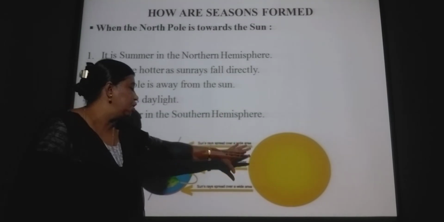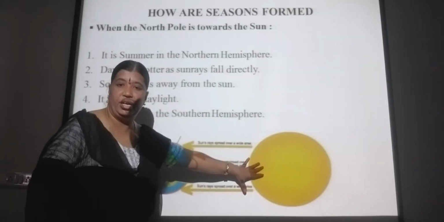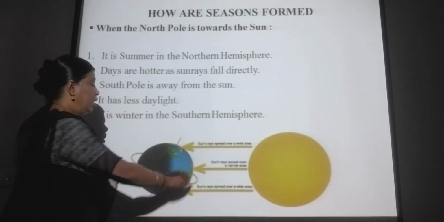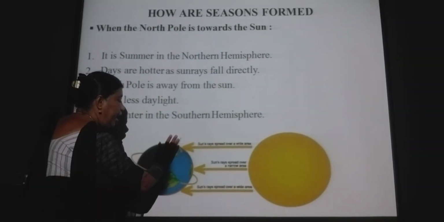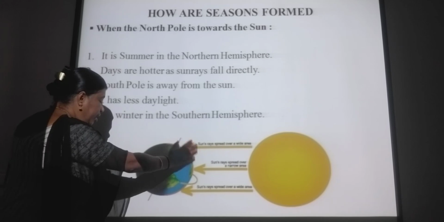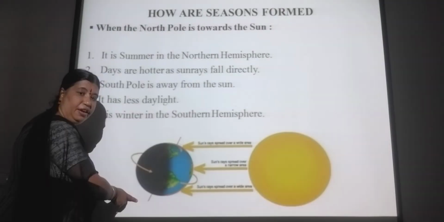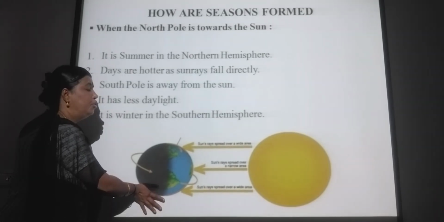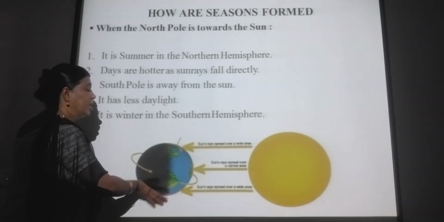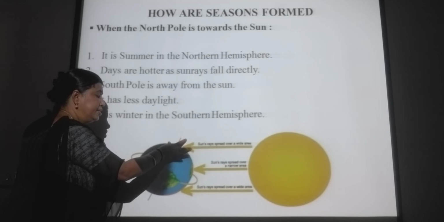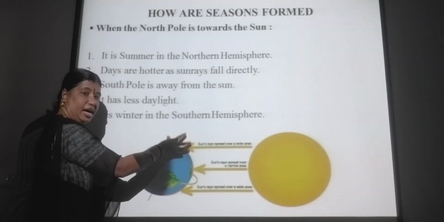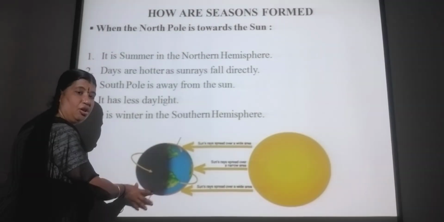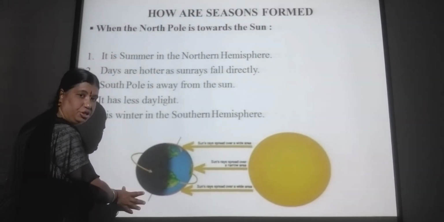Now if the North Pole is facing towards the sun, the sun rays fall over here. Now this region has the summer season. Now the South Pole is away from the sun, then the regions in the South Pole have the winter season. Now in summer season, days are longer, nights are shorter. In the winter season, nights are longer, days are shorter.